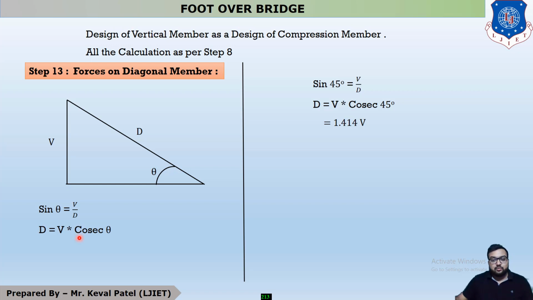So the equation for the forces of the diagonal members is V into cosec theta. Now if you put theta equal to 45 degrees, then the force on the diagonal member is 1.414 into V, because you all know that cosec 45 is root 2, and the value of root 2 is 1.414. So students, if you have the value of the vertical member, then you multiply it by 1.414 and that is the value of the diagonal member. Okay, so let us start.